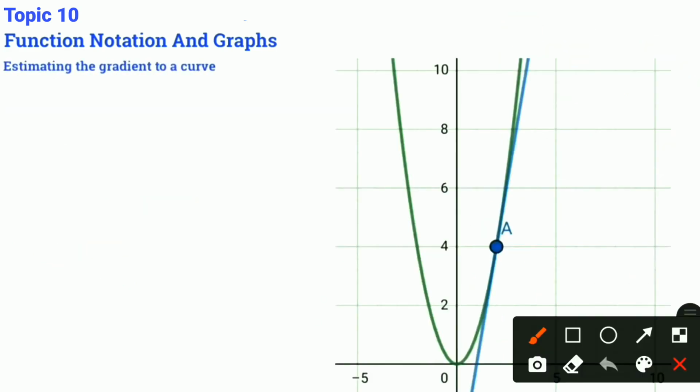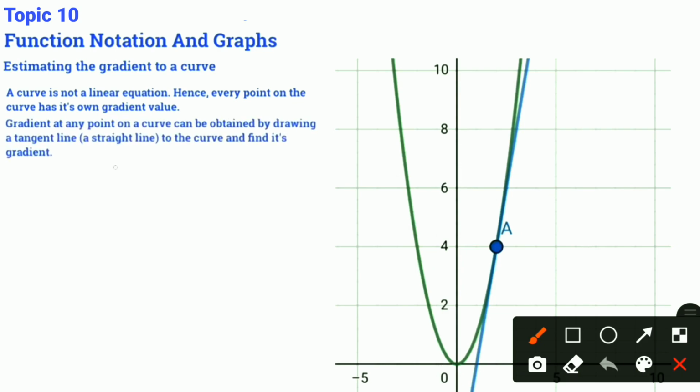Estimating the gradient of a curve. How to estimate? A curve is not a linear equation, hence every point on the curve has its own gradient value. The gradient at any point on a curve can be obtained by drawing a tangent line, a straight line touching the curve at one point, and finding its gradient there using (y2 minus y1) upon (x2 minus x1). This is the end of the function notation and graph. You have understood it. Congratulations.